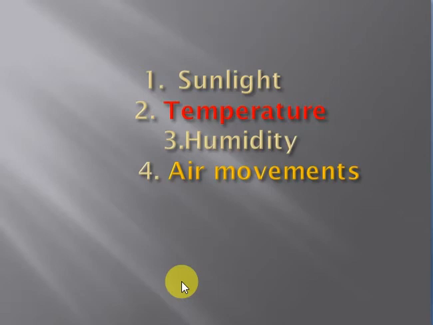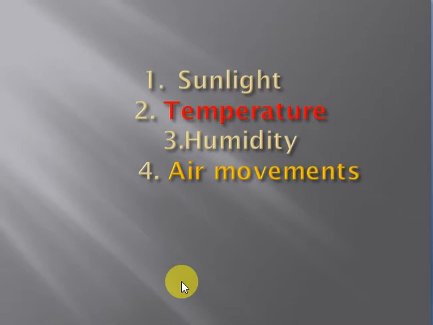And the fourth point, air movements. When the air is still, the region around a transpiring leaf becomes saturated with water vapor, so that no more water vapor can escape from the leaf. In these conditions, transpiration slows down.